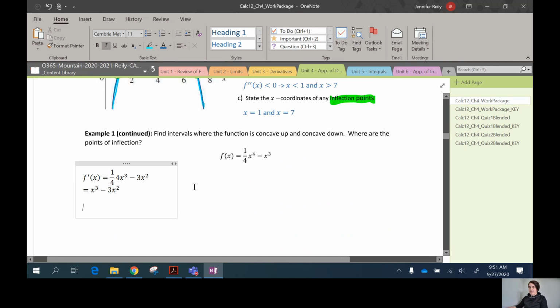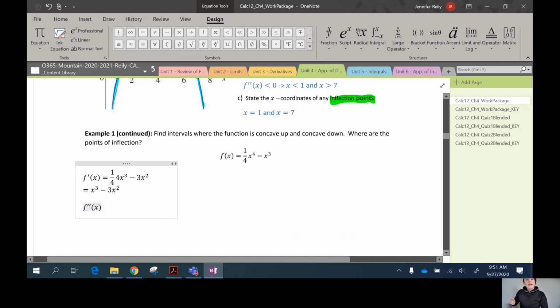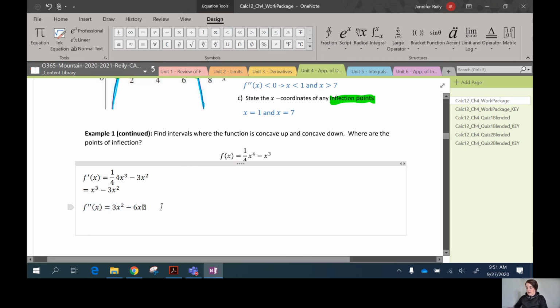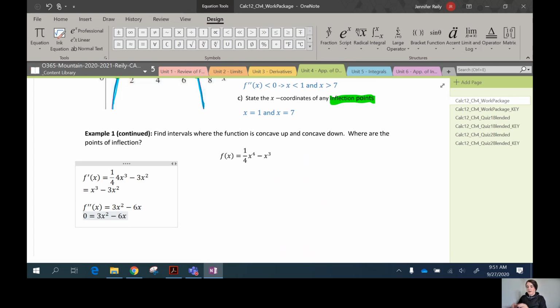Now we're going to find the second derivative because the second derivative is what tells us information about the concavity. To get the second derivative, you just take the derivative of the first derivative. So the derivative of x cubed is 3x squared, and the derivative of 3x squared is 6x. Okay, and we're looking for possible inflection points. So we want to find points where this is 0, because where it's 0 could be places where it changes from positive to negative or vice versa. So I'm going to solve this for 0, to find possible inflection points, because that's where it could change signs.